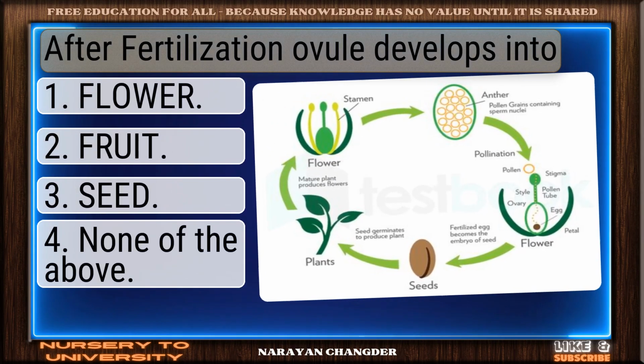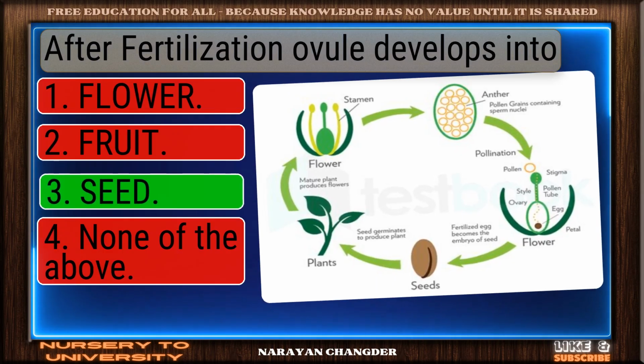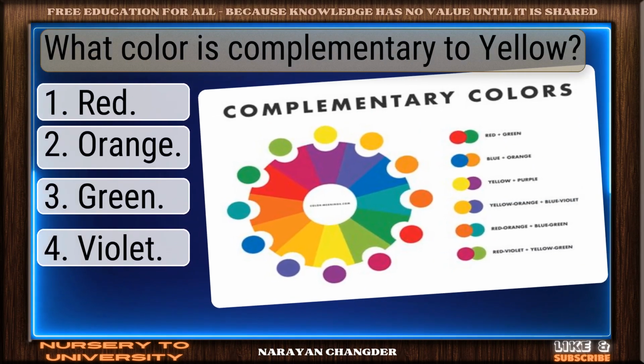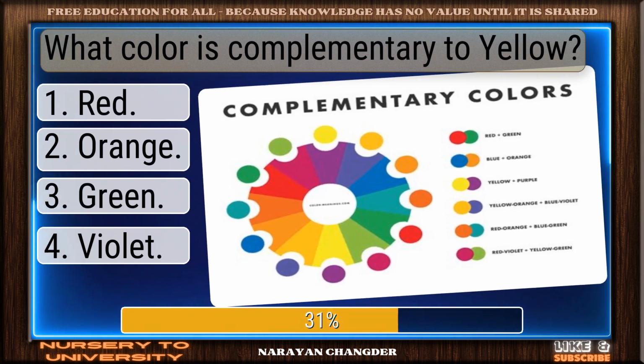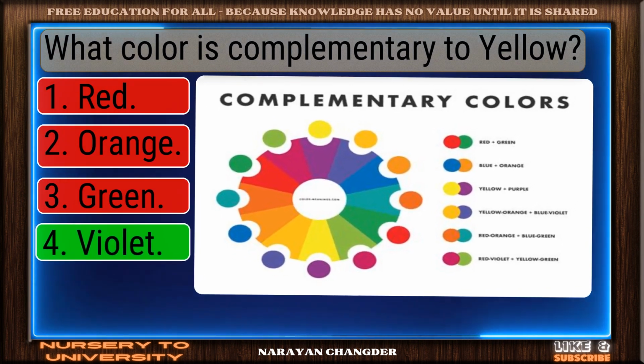After fertilization, ovule develops into dash. Well reasoned. Seed is the correct choice. What color is complementary to yellow? Perfect. Violet is the correct choice.